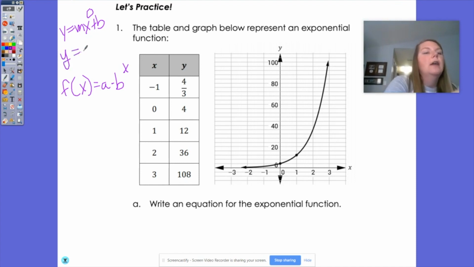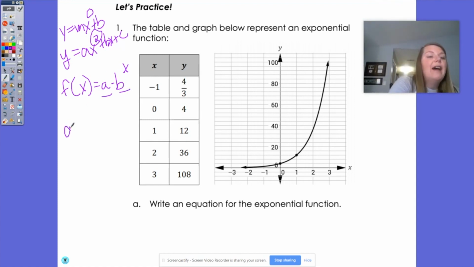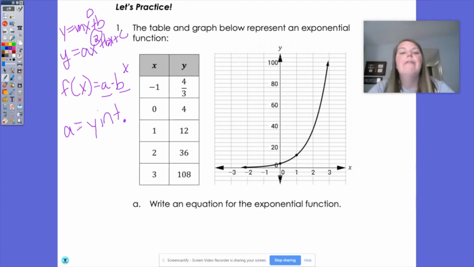For quadratic, we had ax squared plus bx plus c. That squared was our exponent. And so for exponential, our x is actually going to be our exponent. So we've got to look for these two key things. Our a value is always going to be our y-intercept. So we could find that from a graph or from a table. In this case, it's in the table.